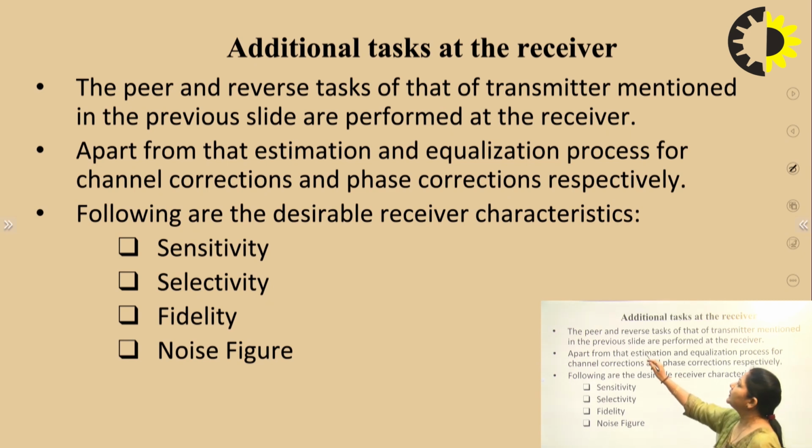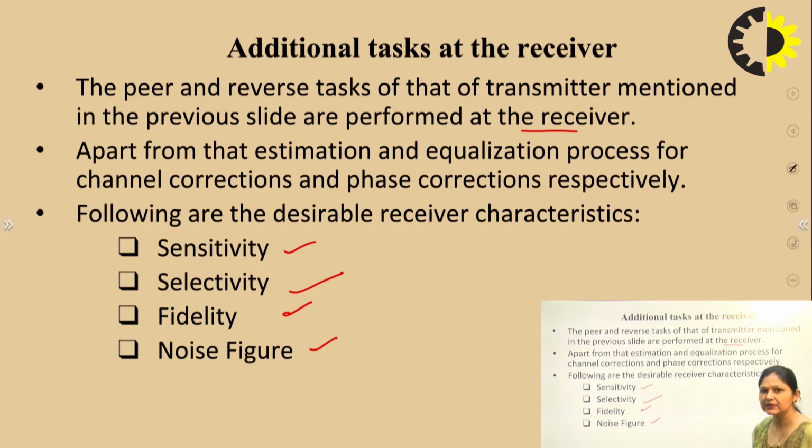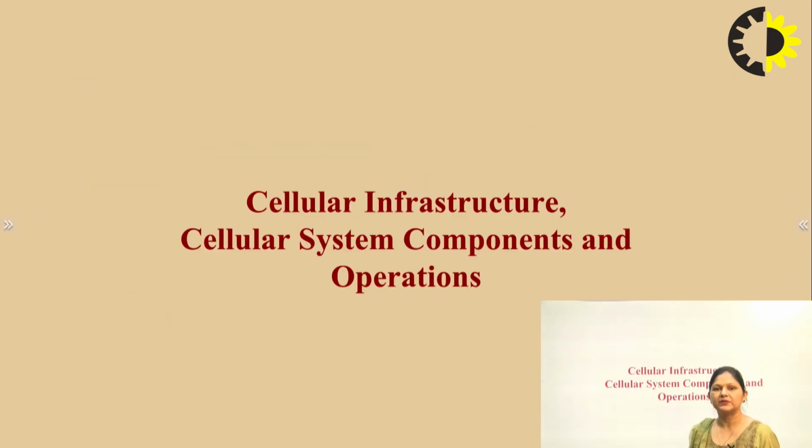Now, the peer and reverse tasks of those of the transmitter mentioned in the previous slide are performed at the receiver. Apart from that, estimation and equalization, which I have already discussed, are also done. The various parameters used for the receiver are sensitivity, selectivity, fidelity and noise figure. These are the different parameters that are checked for a wireless channel. Now, after getting a brief idea about the basics of wireless communication, transmitter, receiver and channel, we move on to the cellular infrastructure, cellular system, components and operations.